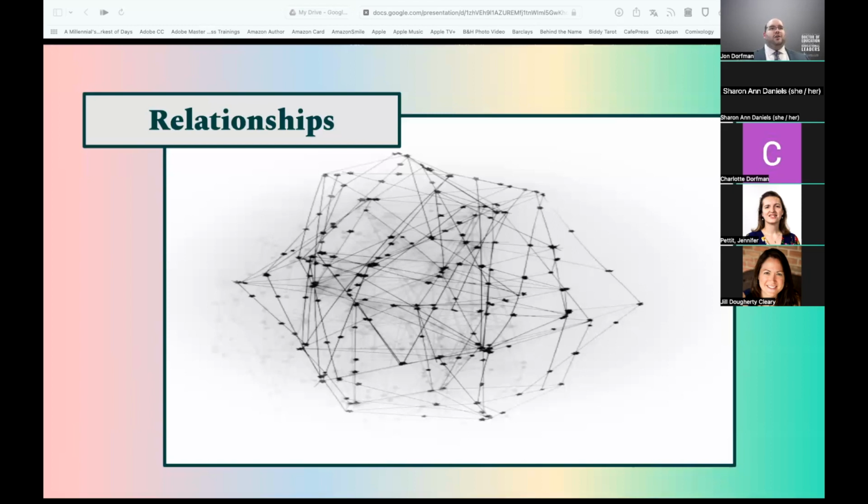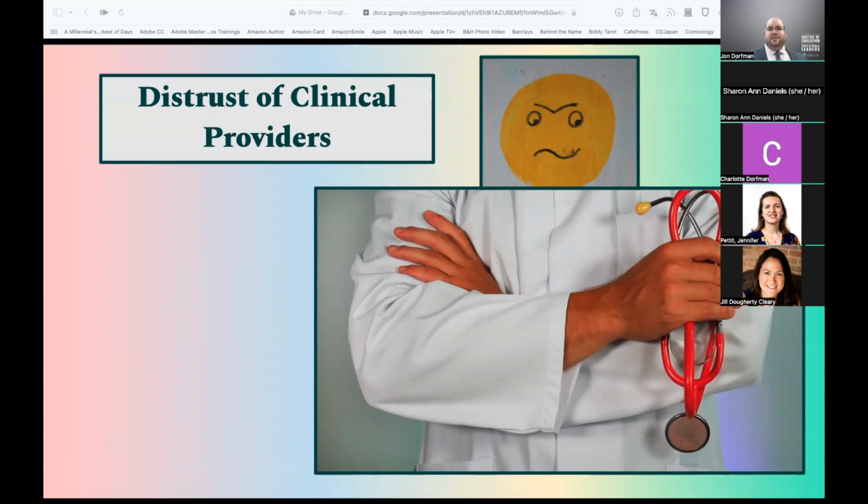There is, as mentioned before, a distrust of clinical providers. Sometimes parents feel dismissed when seeking a diagnosis for their child, and they receive conflicting opinions, second opinions from friends and family. There tends to sometimes be an overemphasis on negatives and an underemphasis on the positives of having a diagnosis. Some clinical providers even report that they have to emotionally distance themselves from their patients because they're just too afraid to get too close because of the limited resources and time.